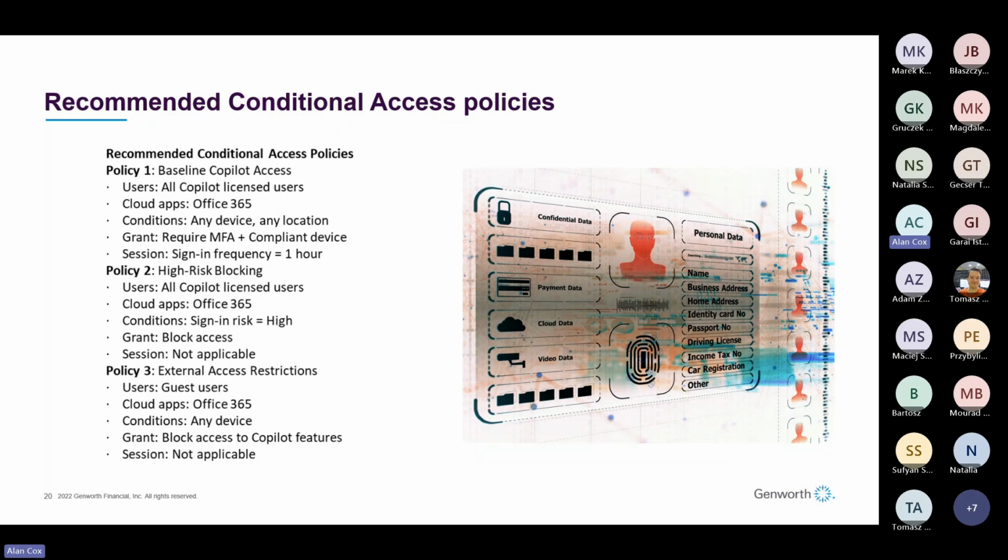Then policy two, we could do high-risk blocking. All users, where sign-in risk might be high, and if that's the case, then we block access. This is kind of where we get into insider risk, when you can do insider risk as well as sign-in risk, which is part of the identity governance piece, an add-on to all of the rest of it. We block access, and we don't do session controls there. And then, of course, policy three, external access restriction for guest users: cloud apps, Office 365, any device, block access to Copilot features. So those are just some examples of conditional access policies.